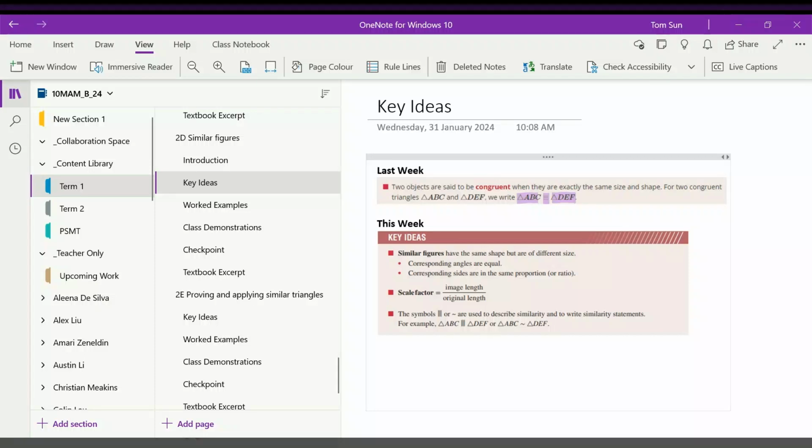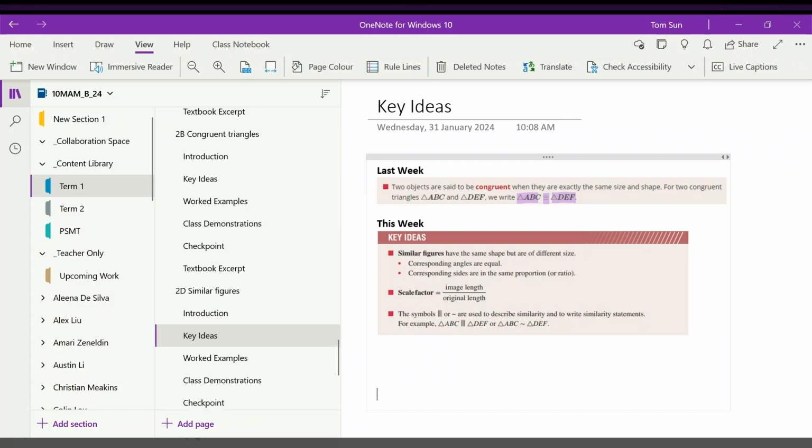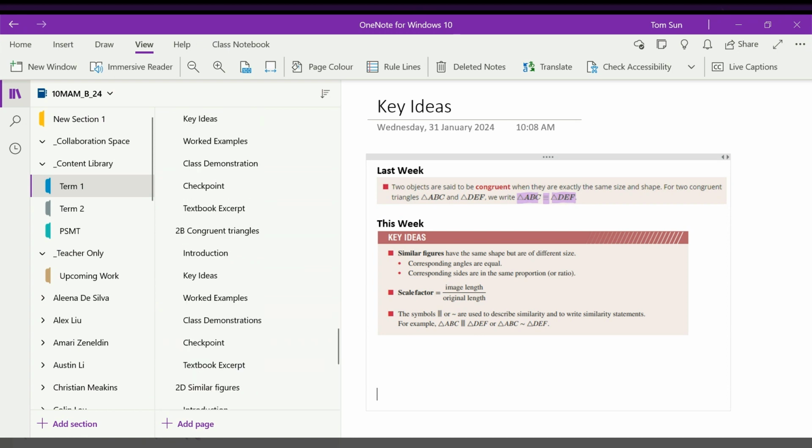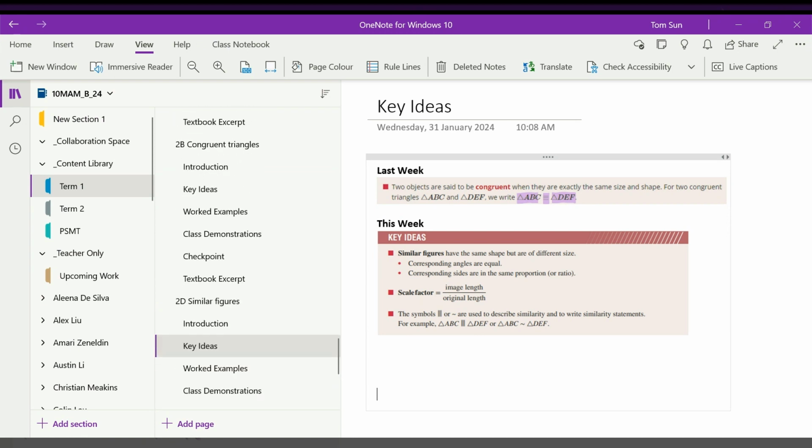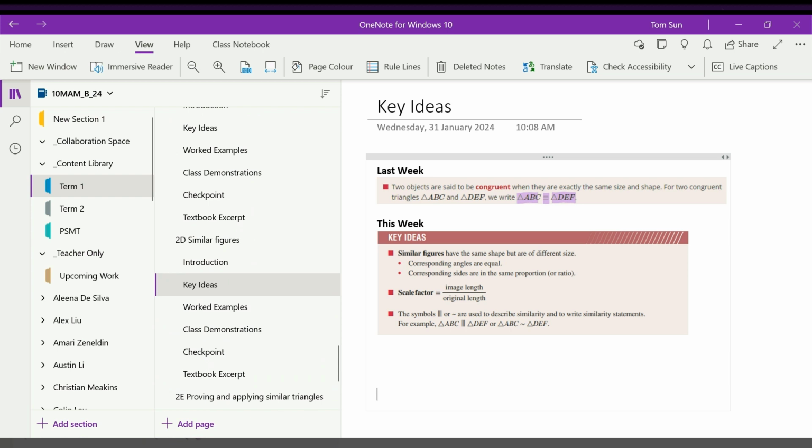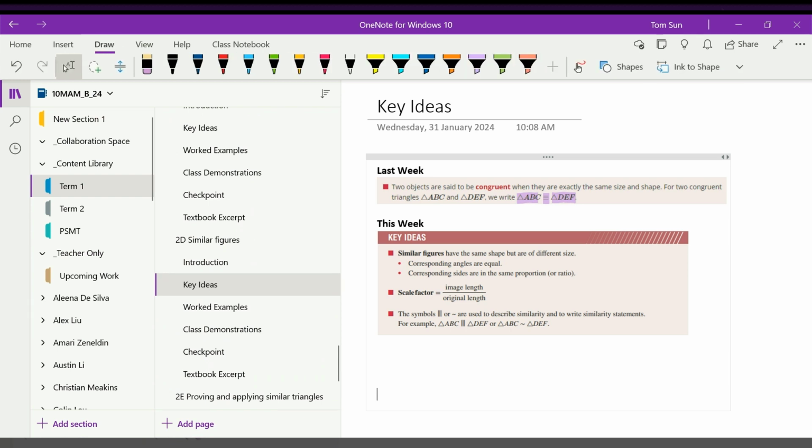So, today we're going to look at similar figures. I just want to make sure that before we cover this topic, we rehash what we've already learned in 2C, which was about congruency and also congruent triangles. Last week, we learned about this word congruency, and we saw that the definition involved that in order for two objects to be congruent, they had to be exactly the same size and shape. So we could then have a definition of what congruency is.